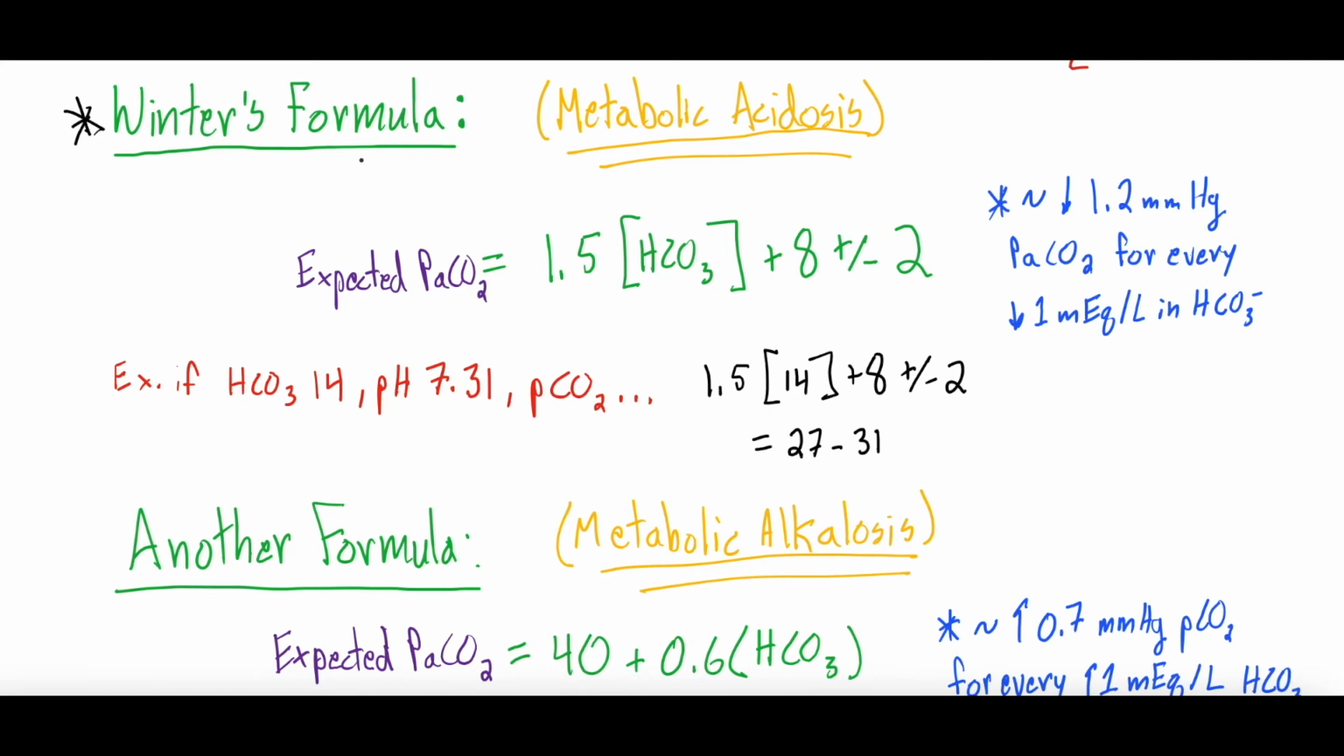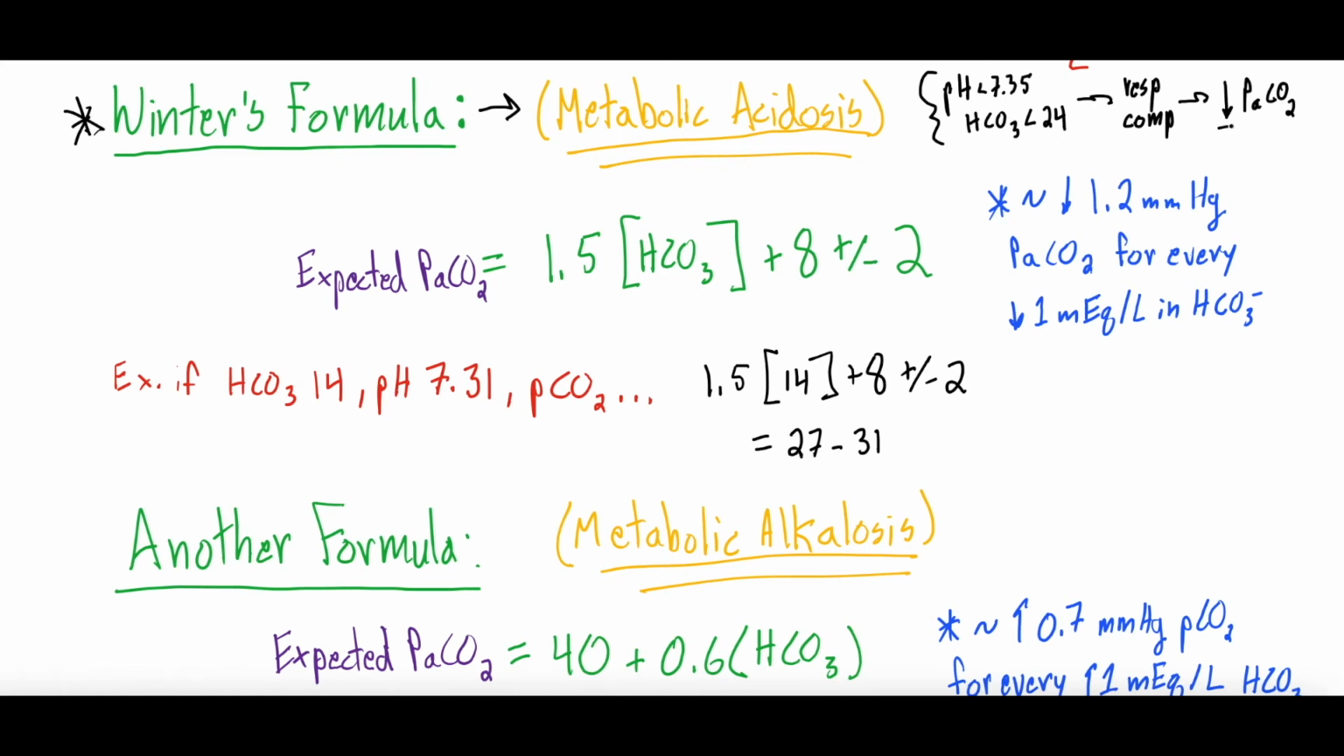So Winter's formula is an equation you would use if there's a primary metabolic acidosis. Remember, that means the pH is less than 7.35, okay? And the bicarb, which is a base, which is alkalotic, is less than 24, meaning there's more acid. And this is a metabolic acidosis. What should happen in a metabolic acidosis is a respiratory compensation, meaning the respiratory system should be trying to make the blood less acidic or more basic. And to do that, you would need a decrease in your carbon dioxide level, a decrease in your PaCO2.